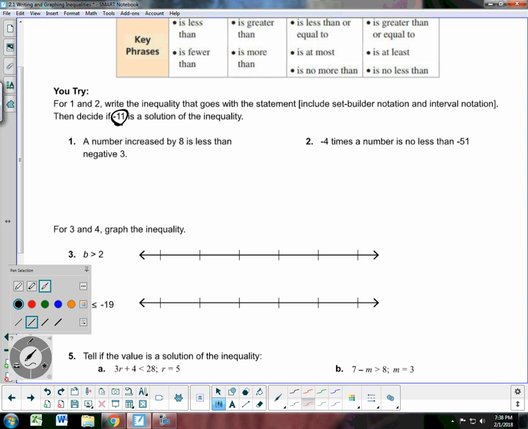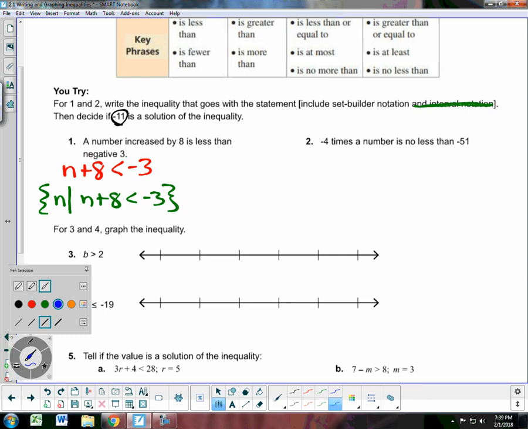Well, we've got a number. Let's just call it n. Increased by 8, well, that's adding 8. That's what increased by 8 means. That is less than negative 3. So, just like that, there's our regular inequality. If I wanted to write that in set builder notation, I'd use fancy brackets: n such that n plus 8 is less than negative 3. Just like so. Let's actually not worry about interval notation in this case. We'll save that for a little later.